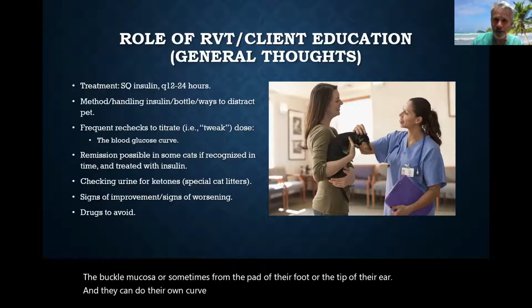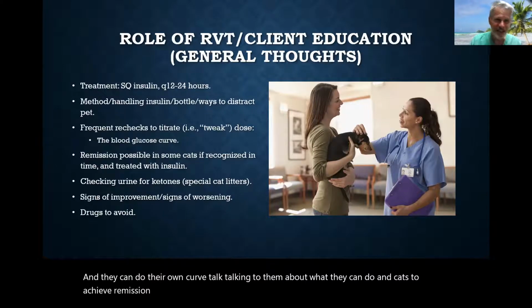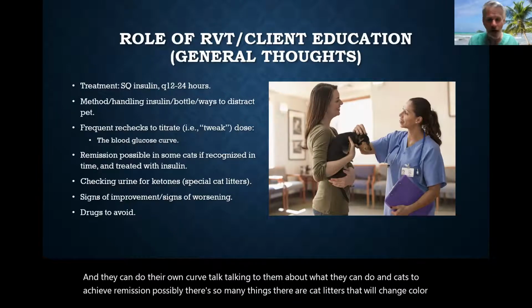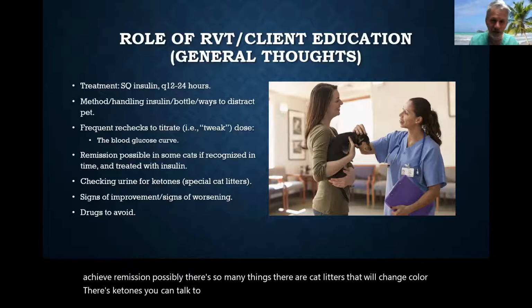Talking to them about what they can do in cats to achieve remission, possibly. There are so many things. There are cat litters that will change color if there are ketones. You can talk to them about signs of improvement, signs of worsening, like in dogs, the cataracts, things like that.